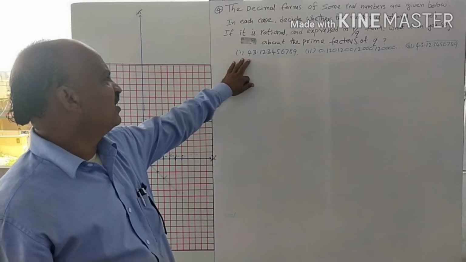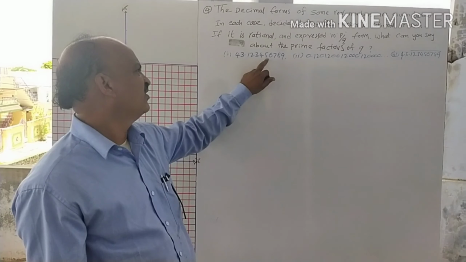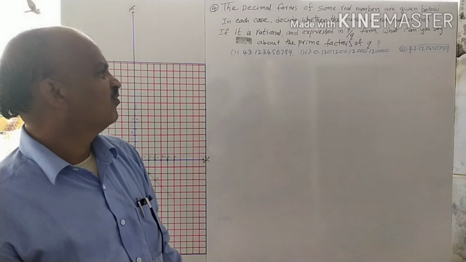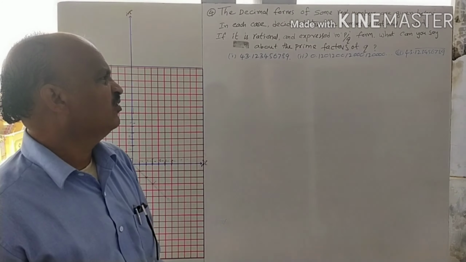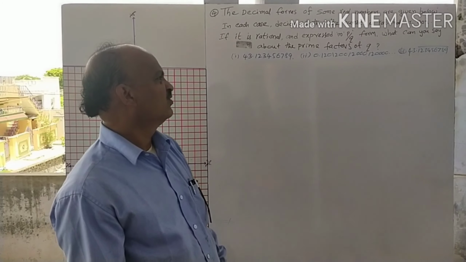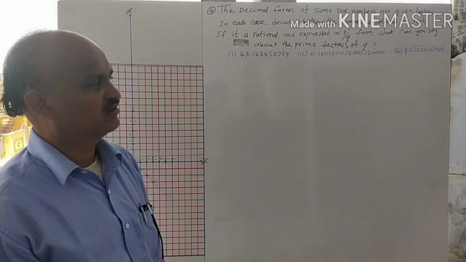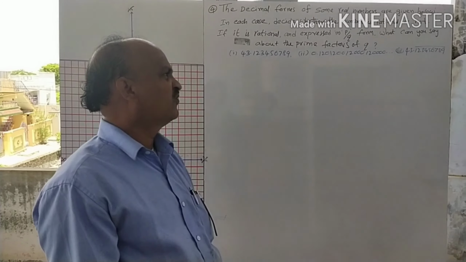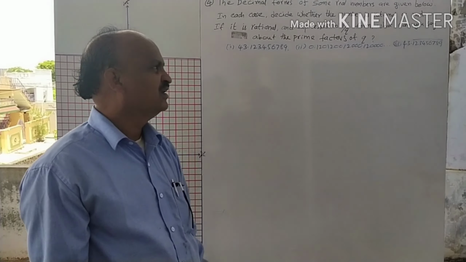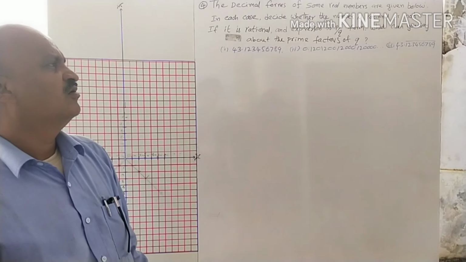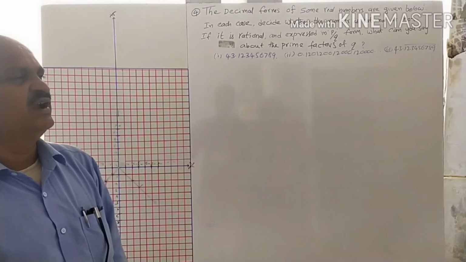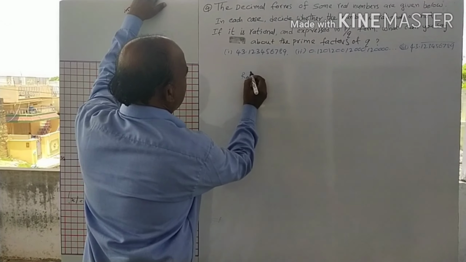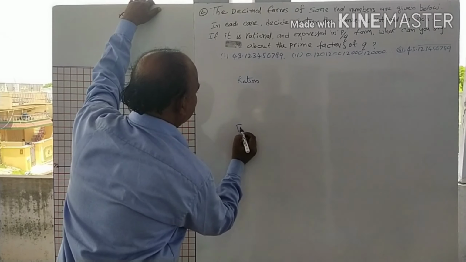First one, 43.123456789. Second one, 0.12001200120000 and so on. Third one, 43.123456789 recurring on 123456789. First, we must know what is a rational number, what is an irrational number.